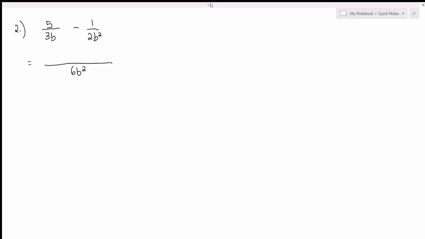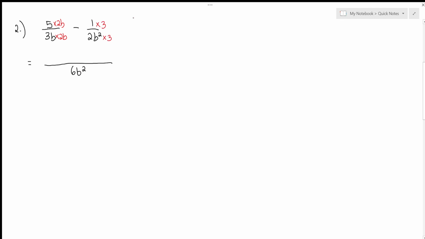Now we follow what we did in number 1. We're basically going to say 3b times what will give me 6b squared. And it's going to be times 2b. So whatever I multiply my denominator by, I will multiply my numerator by, which is also times 2b. Here we have 2b squared times what would give me 6b squared, and here it's going to be times 3.